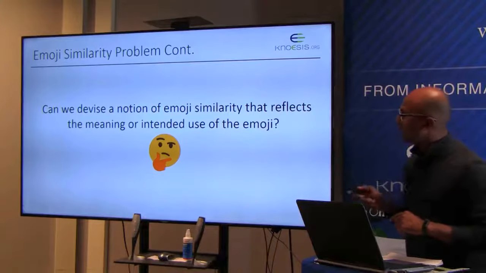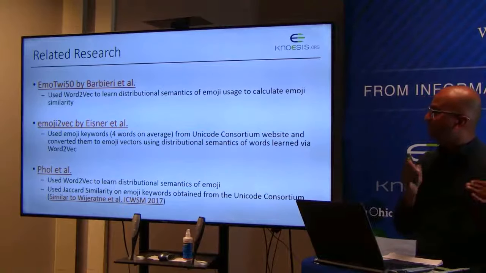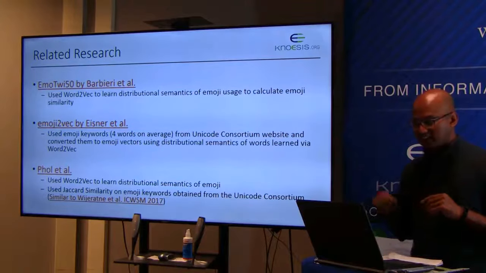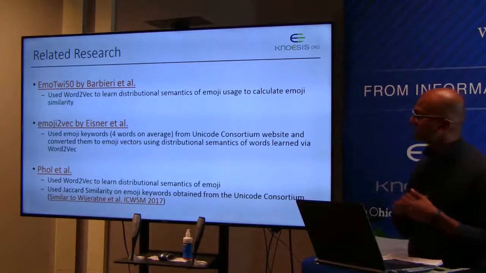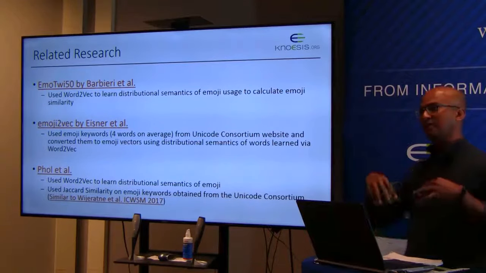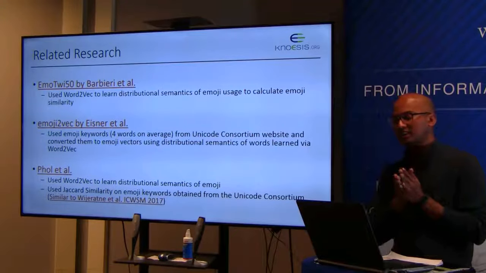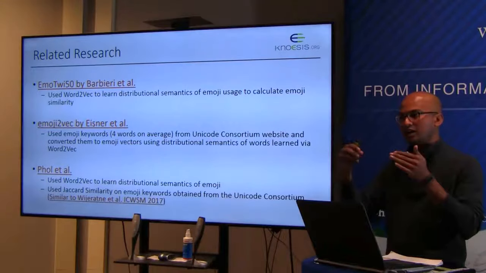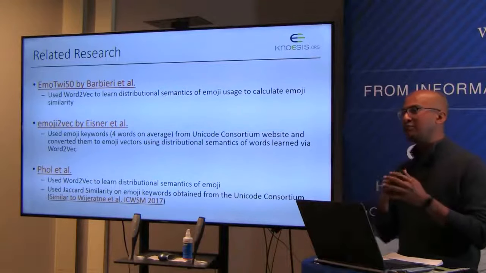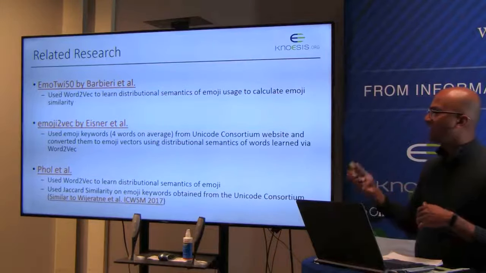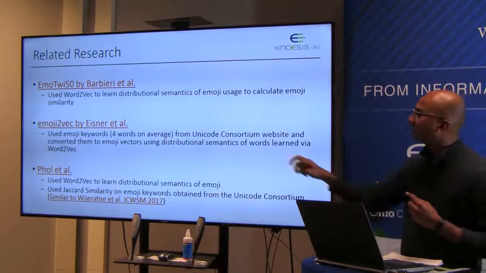So this is what we wanted to do. We looked at past research done on this problem, and we found three works. The work by Barbieri mainly uses distributional semantics. He collected a huge corpus of tweets, considered emojis as words, trained a word2vec model, and came up with word vectors for emojis. That is purely based on distributional semantics.